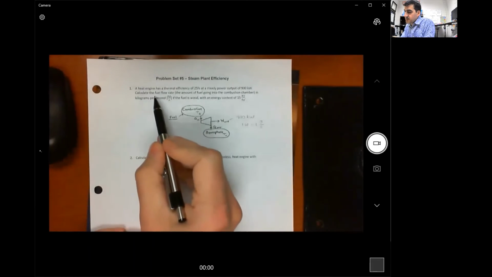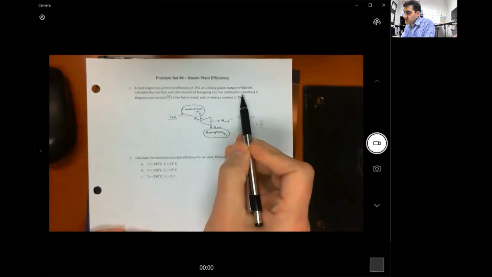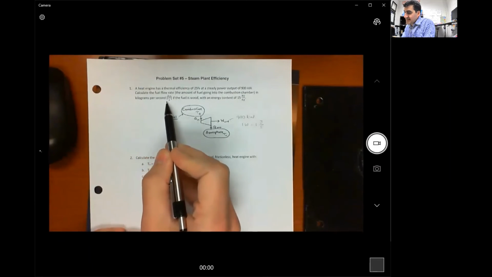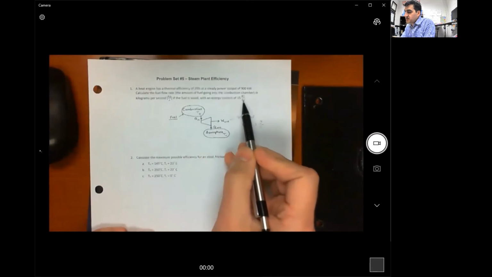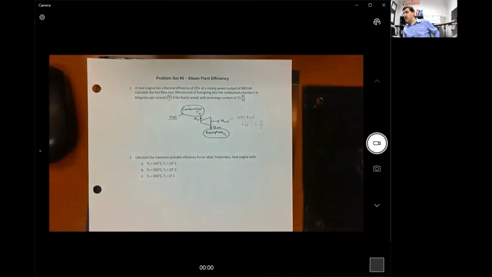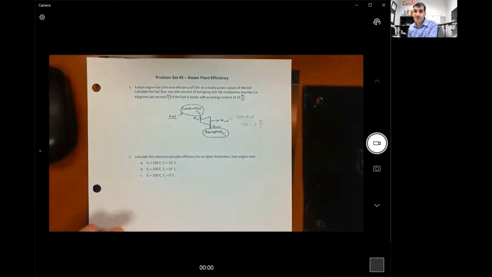And we want to calculate the fuel flow rate, the amount of fuel going into the combustion chamber in kilograms per second, if the fuel is wood with an energy content of 15 megajoules per kilogram. All right, so let me go back to what I tried to emphasize earlier. The operating efficiency of this system is 25%.